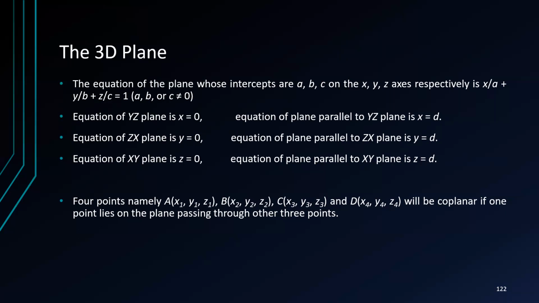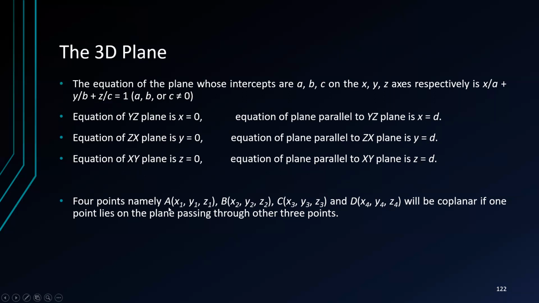Equation of the yz plane is x equals 0. The equation of a plane parallel to the yz plane is x is equal to d. Equation of the zx plane is y equals 0, and a plane parallel to the zx plane is y is equal to d. Equation of the xy plane is z equals 0, and a plane parallel to the xy plane is z is equal to d. For the parallel planes, only the d changes.